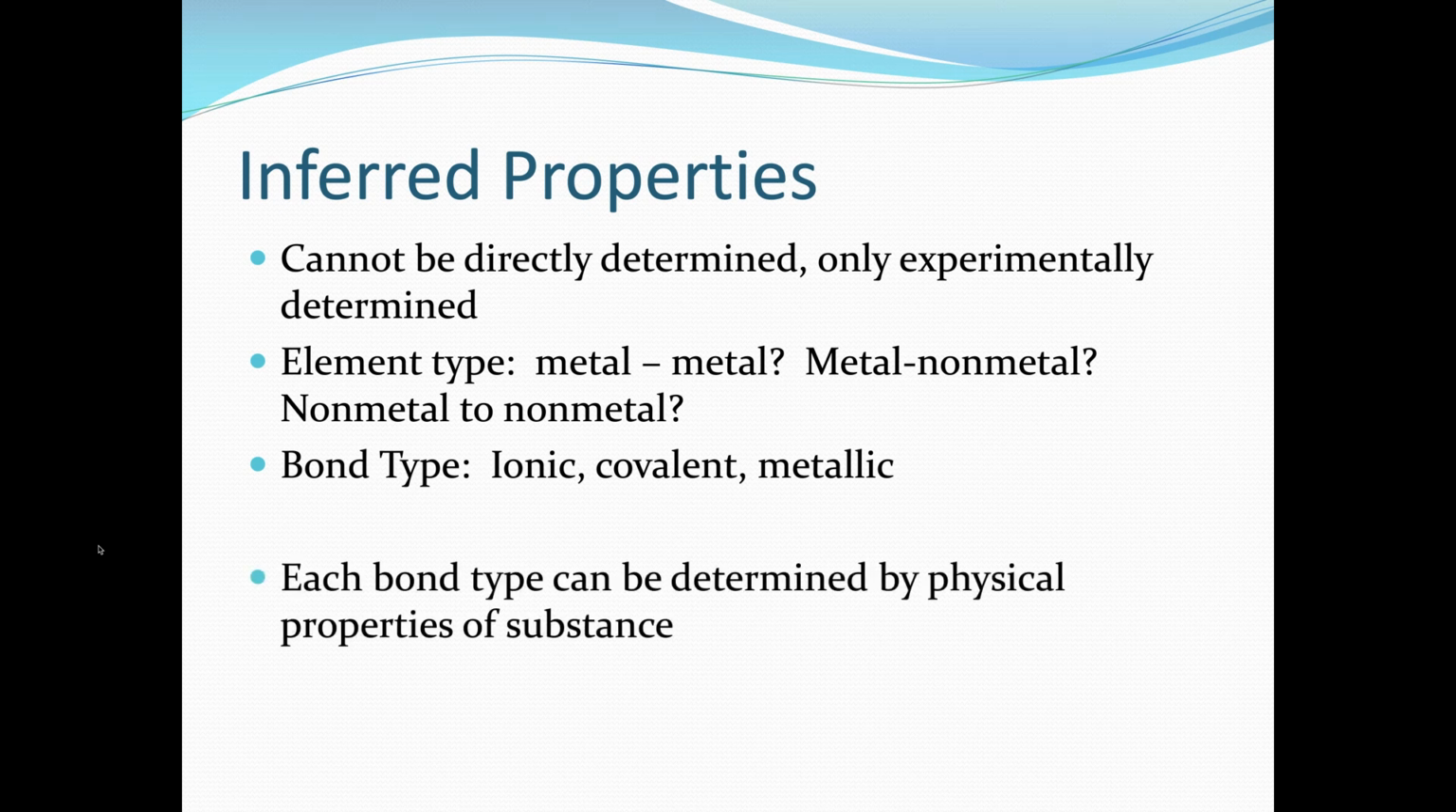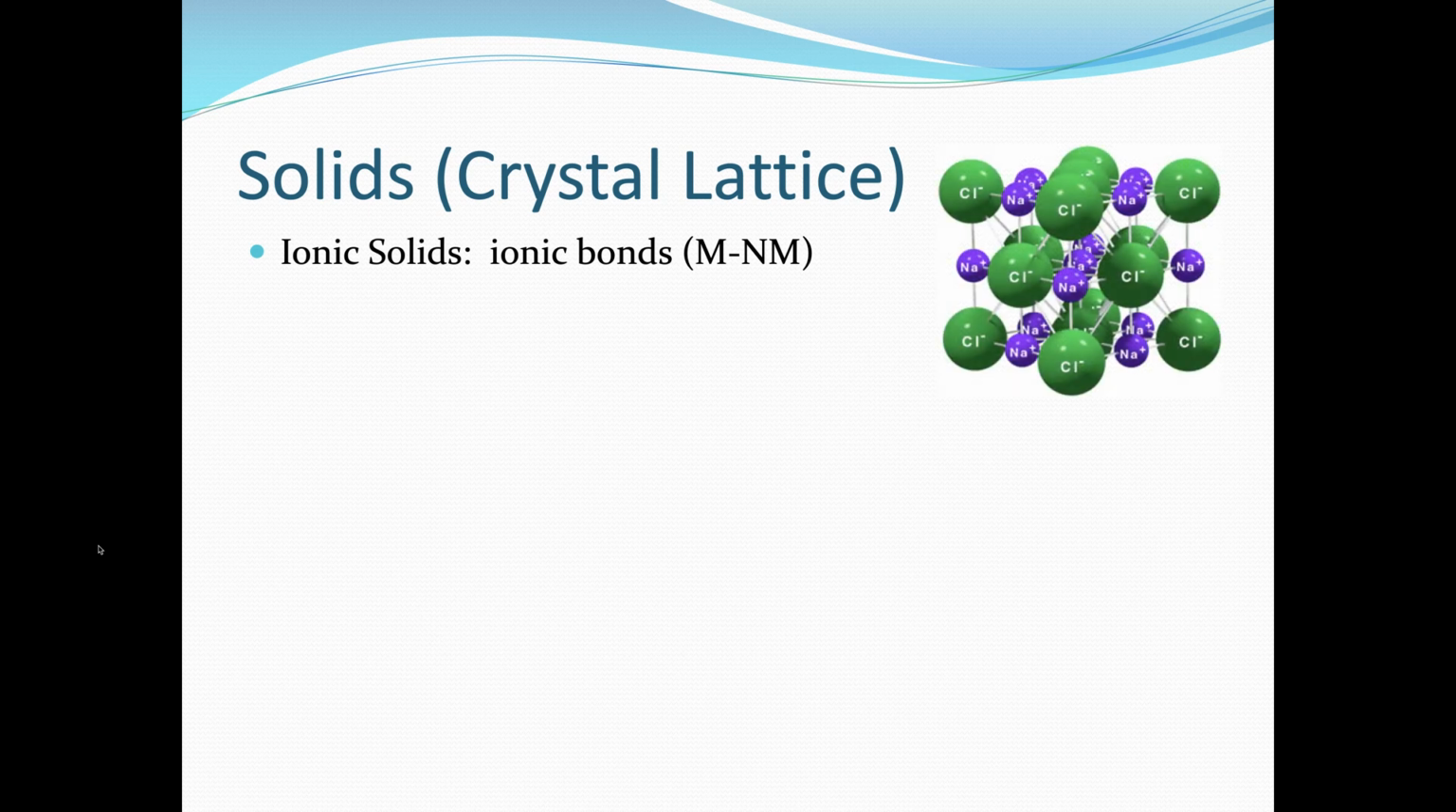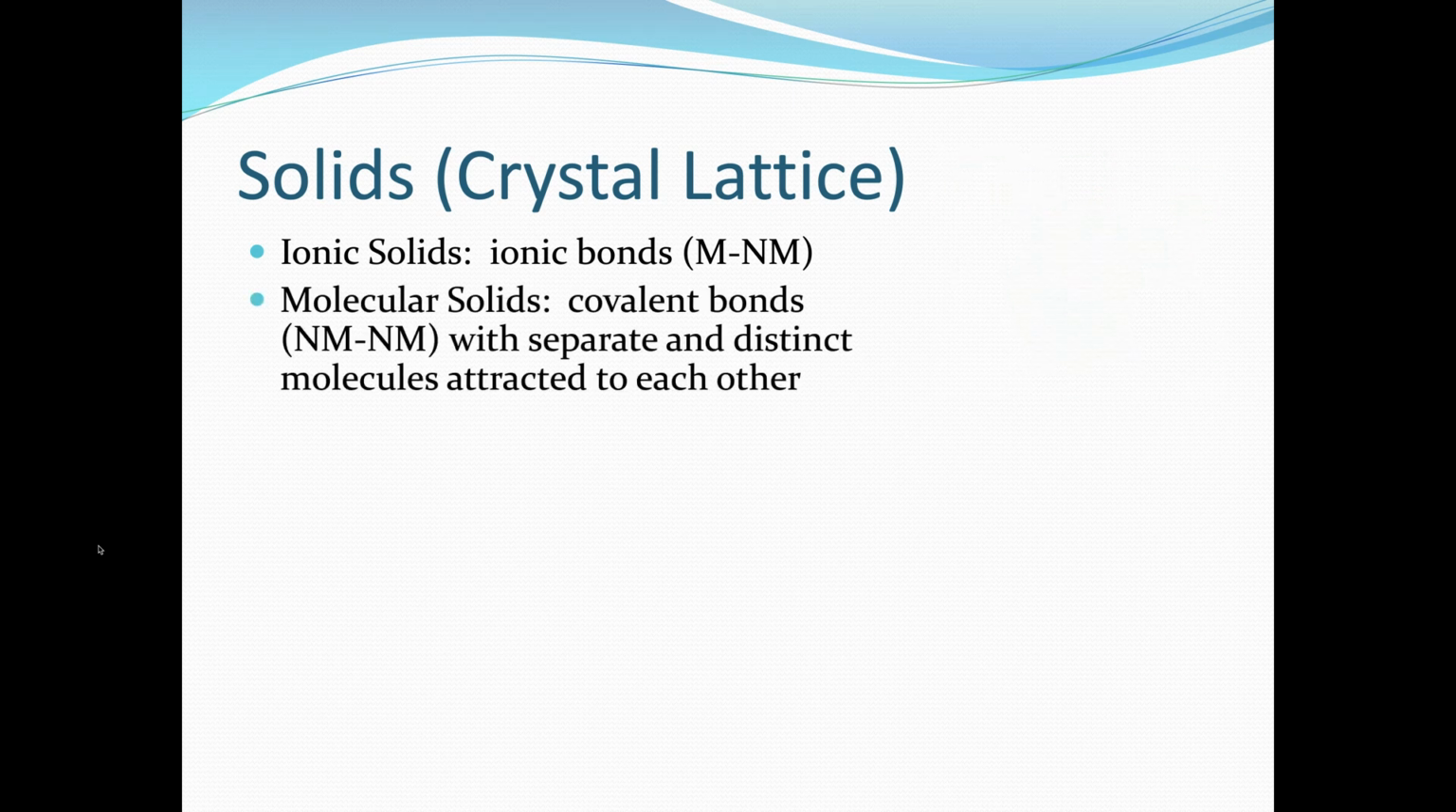So each bond can be determined by the physical properties of the substance that we took a look at in the beginning. So let's take a look at solids, for example, where the atoms or ions or molecules are arranged in a regularly shaped geometric pattern called a crystal lattice. Ionic solids consist of ionically bonded metals and nonmetals, as you learned in the previous unit. Remember the sodium ions and the chloride ions arranged in a regular crystal lattice.